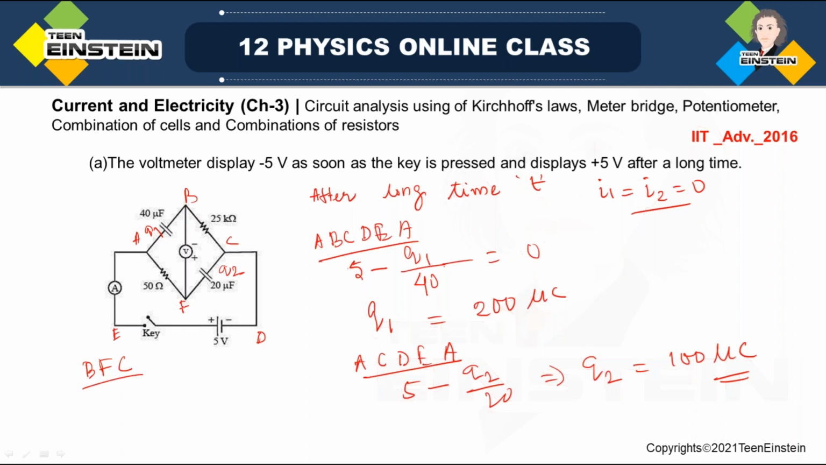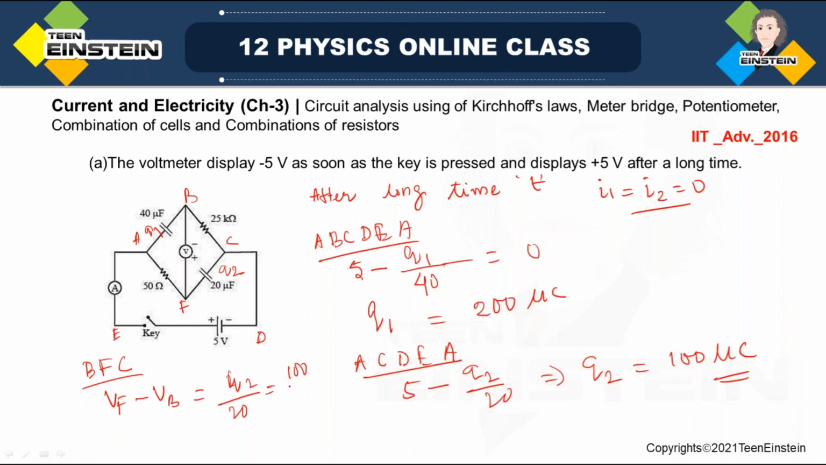So here look, this is positive, so I can find out the voltage if this voltage difference. Suppose VF is the voltage for this particular point, and this particular point VB. So VF minus VB will be equal to the voltage across this capacitor alone. Okay, so what is that? That is Q2 by 20 microfarad, and Q2 we have found out 100, right?